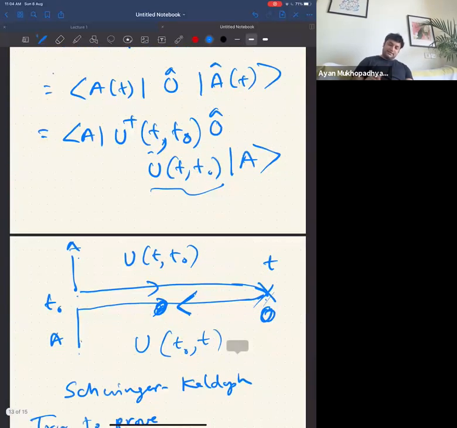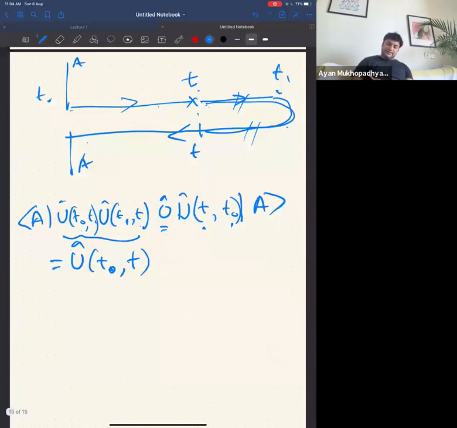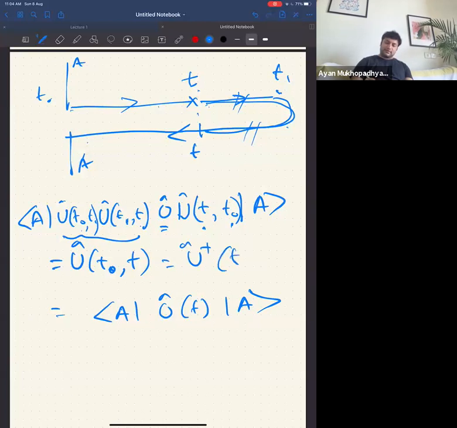What I wrote earlier here. So this is equal to nothing but again A OT A, because this part is equal to U T0 T, which is equal to U dagger T T0. All right. So you see this, so basically I can always go forward and backward, and anywhere where I do not insert operators, they're going to cancel out. That part of the two contours is going to cancel out.